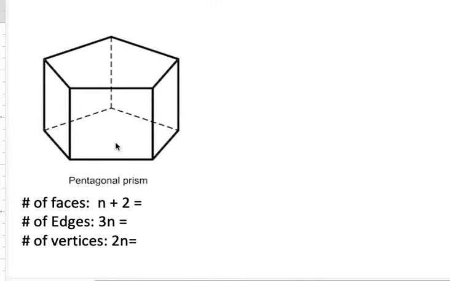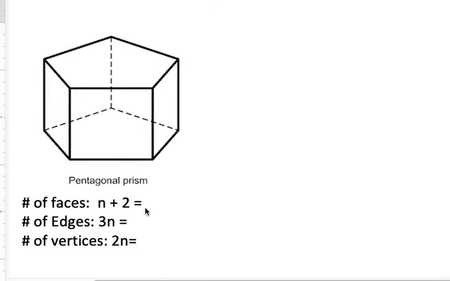In a prism, you just keep stacking these on top of each other, tall, kind of like a cylinder, but instead of a round base, it's got a pentagon base and top, right? So let's figure out the number of faces. Well, I think you can see it just by looking at the picture. It's good to have a picture. There's a bottom, there's a top, and then there's 5 sides.